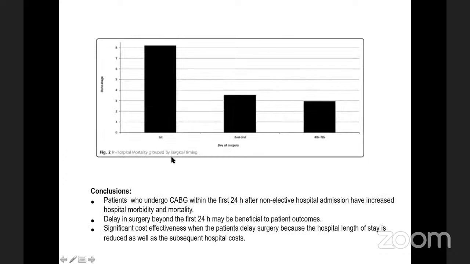The mortality rate in the first group is around 8%, but between the other 2 groups there is no significant difference. So they concluded that patients who undergo CABG within the first 24 hours after non-elective hospital admission have increased hospital mortality and morbidity. They advise that delaying surgery beyond 24 hours may be beneficial to patient outcome, even in terms of cost effectiveness, because the hospital length of stay is reduced, as well as subsequent hospital costs.